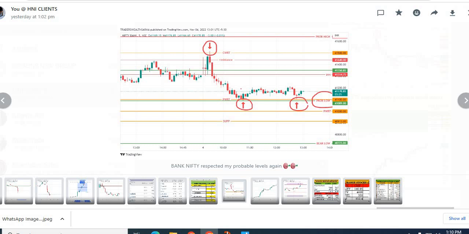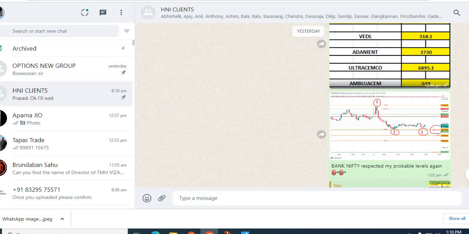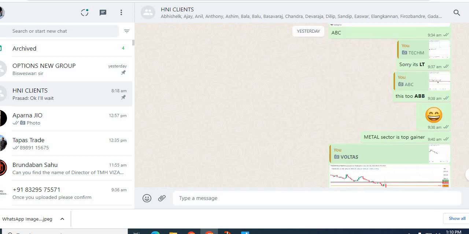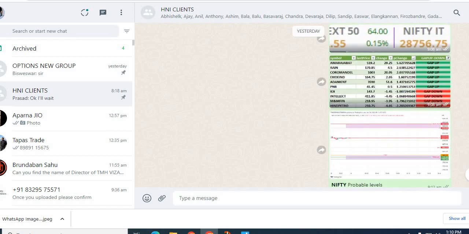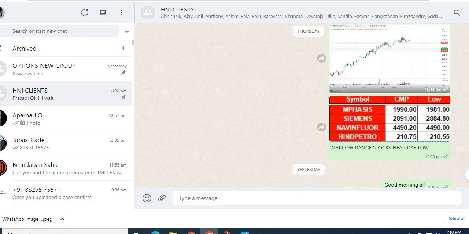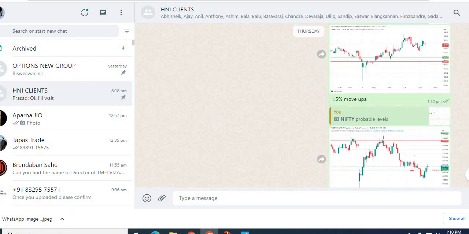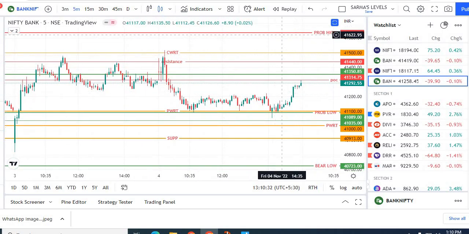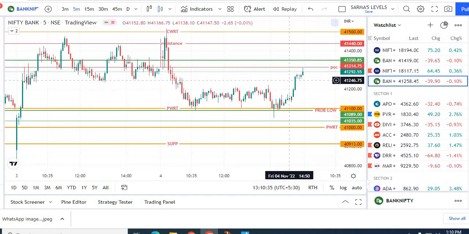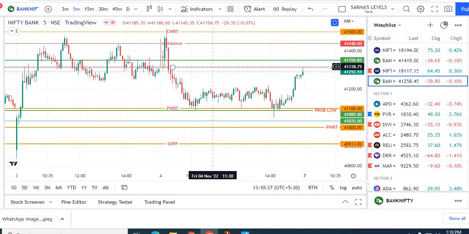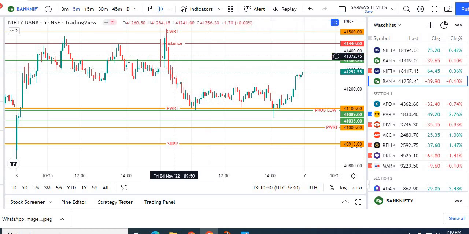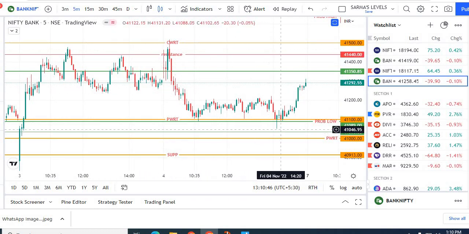Every day I share the levels in my HNI clients group, a day before or just before the market opens. And almost every day, the market meets those lines and respects the lines that are drawn. For example, yesterday I had drawn these lines, probable high and this probable low. Though the market opened somewhere else, somewhere here at 41,468, it came down and touched the probable low.